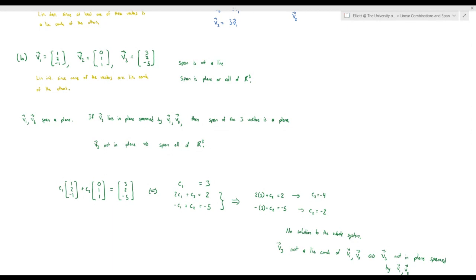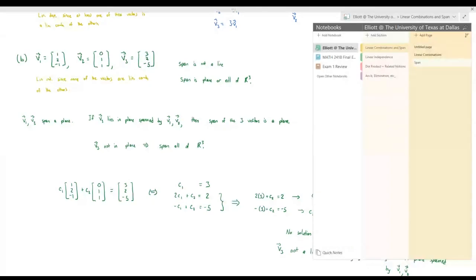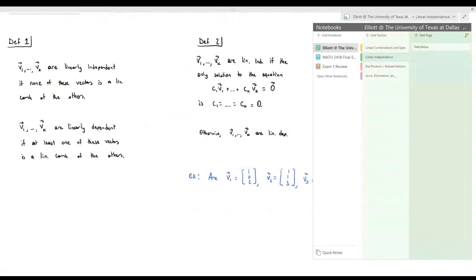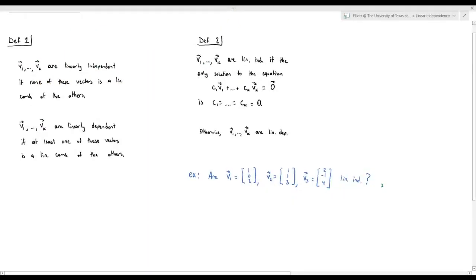All right. So that's definition 1 of linear independence. However, it is a little bit difficult to use definition 1 to check if vectors are linearly independent. So there's another definition of linear independence. I wrote down the second definition here, definition 2.